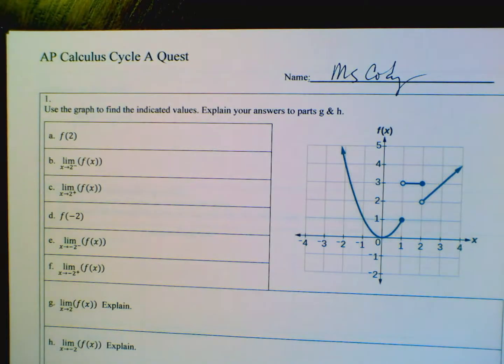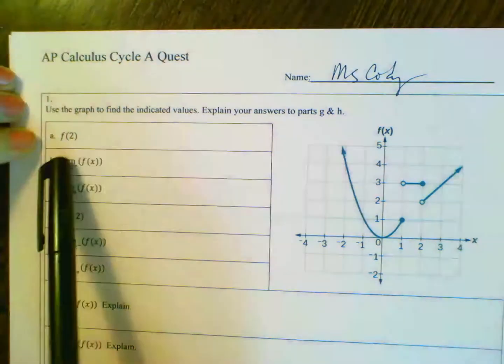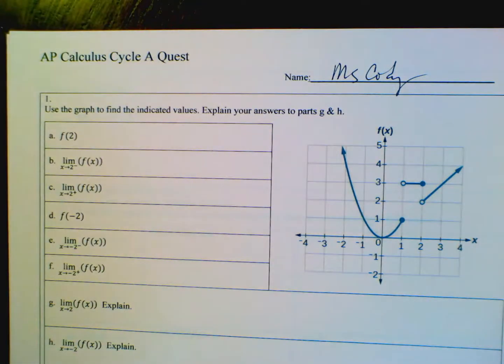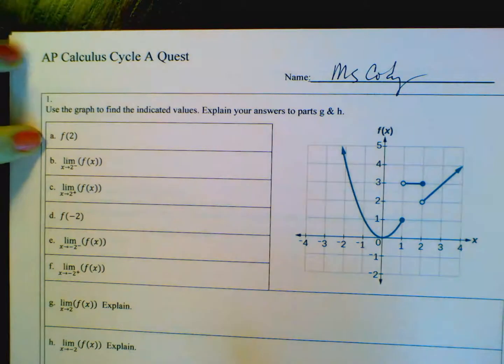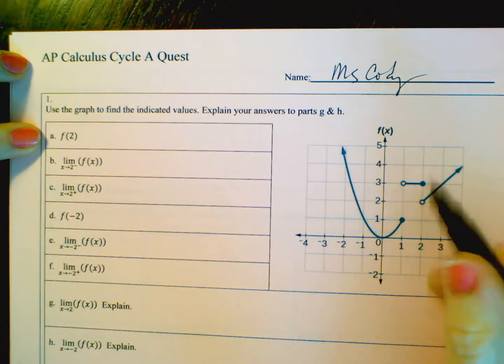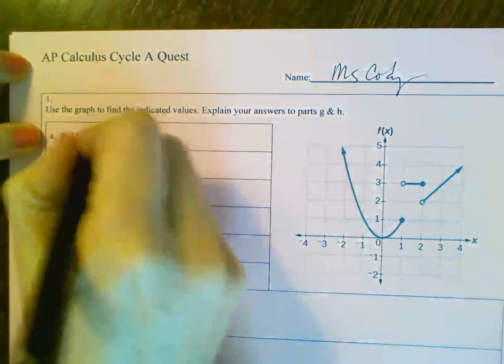Okay, guys, so here's me going over our first big quiz or quest of the year, which was Cycle A. Use the graph to find the indicated values and explain your answers to parts G and H. Here I'm being asked for just the function value at 2. So I find 2. It's going to be the closed circle that's above it, so it's 3.